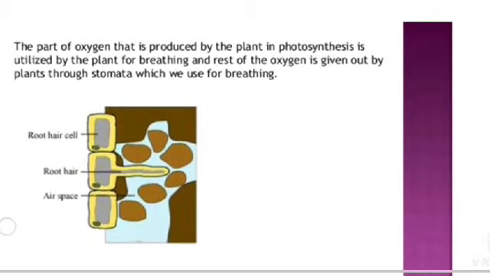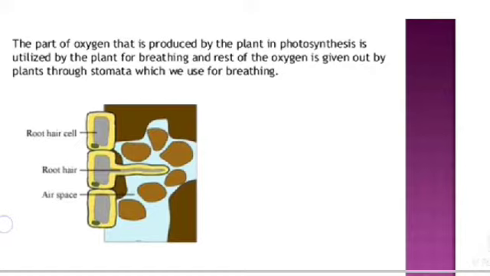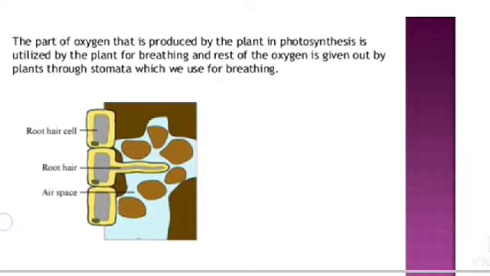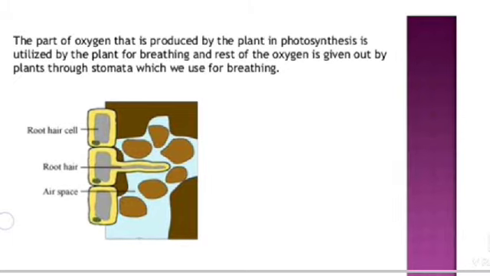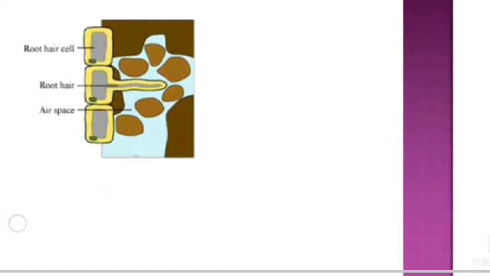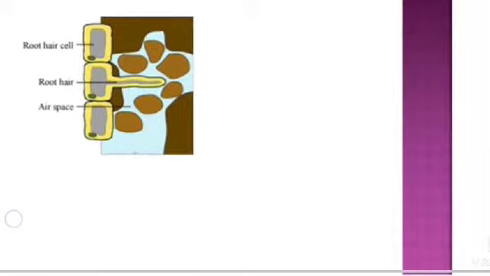See the picture. The part of the oxygen that is produced by the plant in photosynthesis is utilized by the plant for breathing, and the rest of the oxygen is given out by plants through stomata, which we use for breathing. See the picture. The root hairs are there. The root hairs join the air space to get oxygen for respiration.